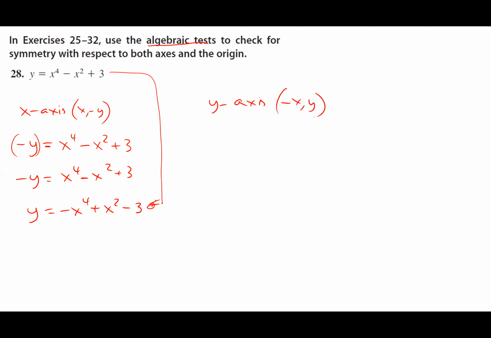Plug in a negative in for the x. Let's see what happens here. In fact, you guys plug it in. Go for it. Plug a negative in for the x value this time, and see what happens. Plug in a negative for the x and see what happens. What do you tell me?